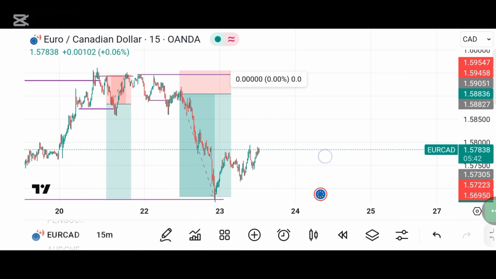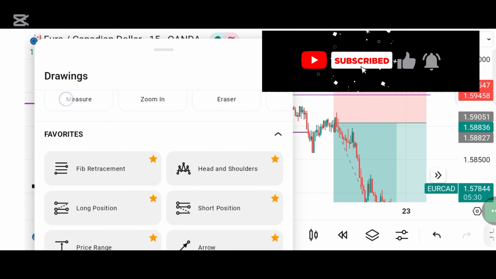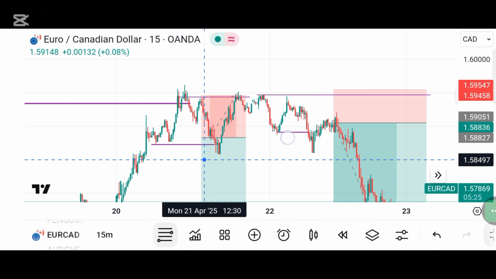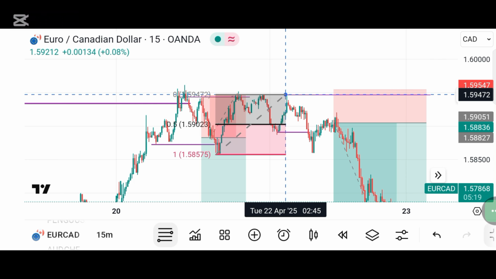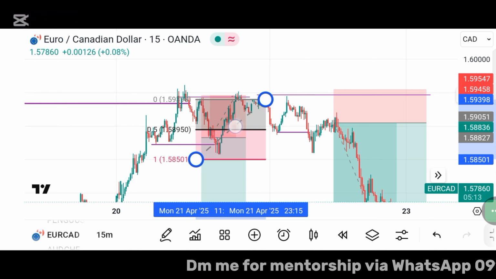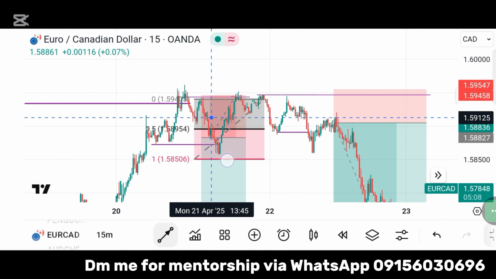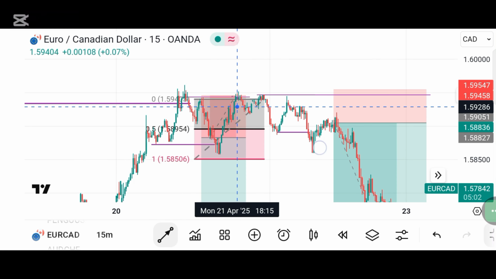I'll tell you why I lost the first entry. Number one was wrong timing, and number two, I entered at the discount price. I was actually selling at a discount price, which was bad. I'm supposed to sell at a premium price. Let me show you here from the fib level. So I sold below this price action here. I was supposed to sell around this level here, around the premium price, but I sold in the discount price. That was why I lost. So price actually went to the premium price.